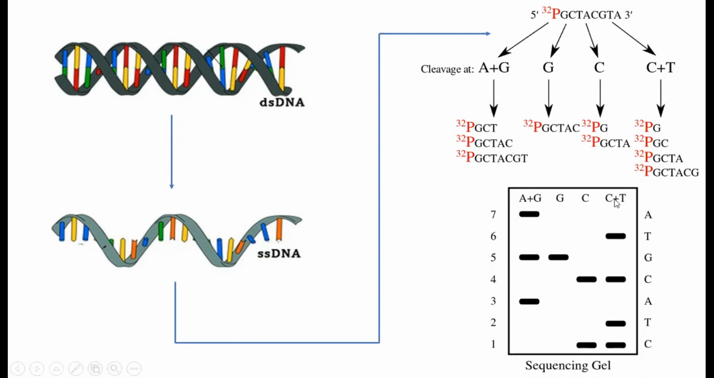For example, in C plus T, when you applied it, you got a band at C plus T. Now let's say you applied C cleavage, but you didn't get the band here, but you got the band for C plus T. Then that means that here only T is present.